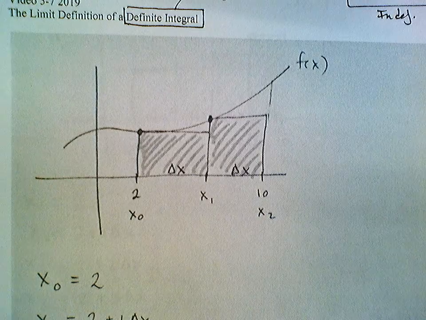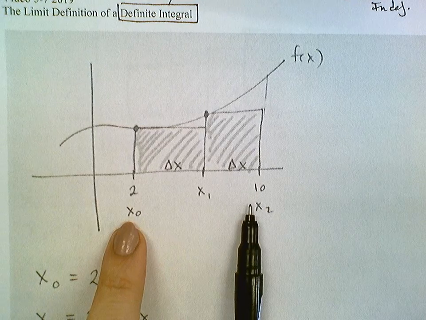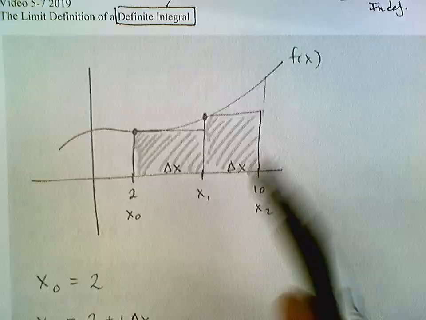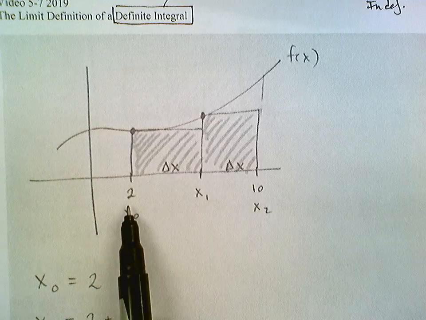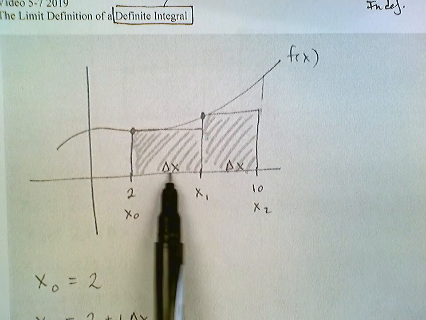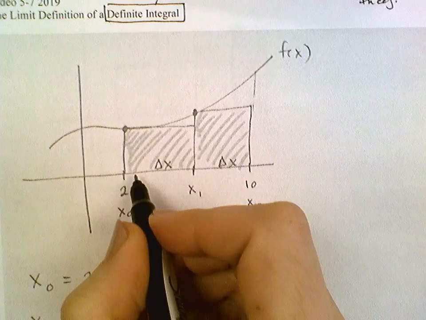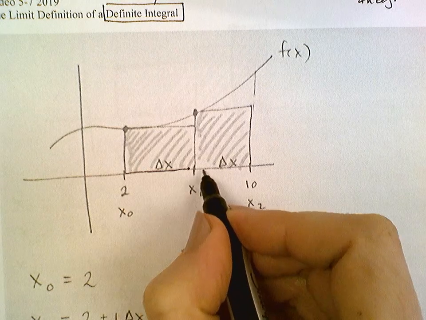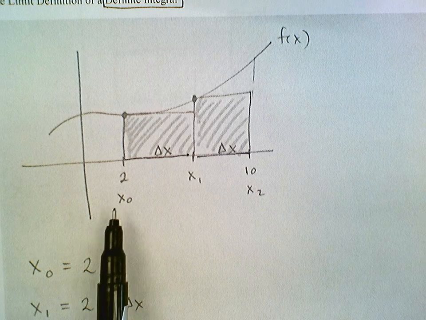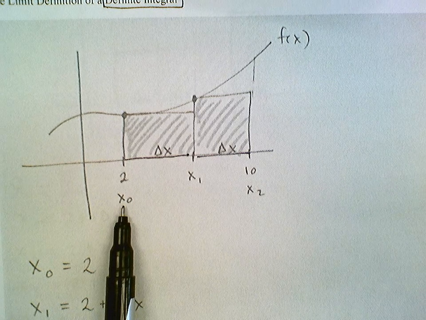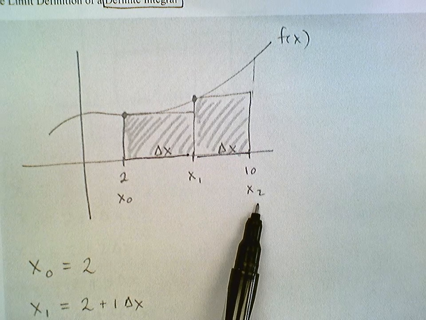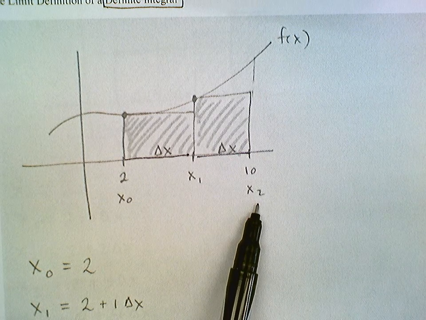Alrighty, so right here we have an estimation for the area under the curve f of x on the interval 2 to 10. It is divided into two subintervals. This length is delta x. This length is delta x. The very first endpoint is called x sub 0, and then the next endpoint is called x sub 1. And since there are only two intervals, the last endpoint is called x sub 2.